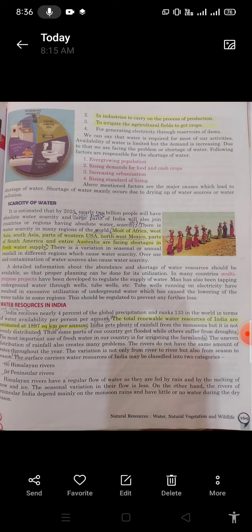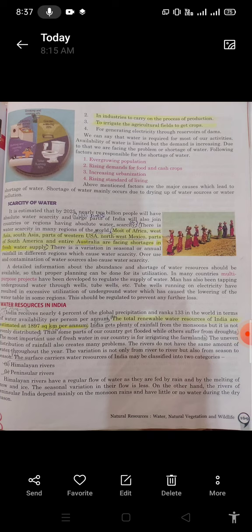Clear? So, some multipurpose projects are also made all over India. First, the Damodar Valley project in Bihar and West Bengal, the Bhakra Nangal Dam across the Satluj River in Punjab, the Hirakud project across the Mahanadi in Orissa, the Kosi project in Bihar, and the Rihand project in UP.